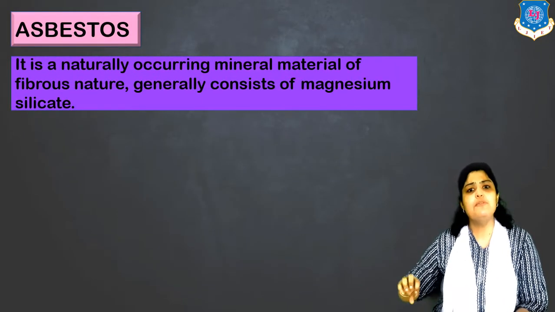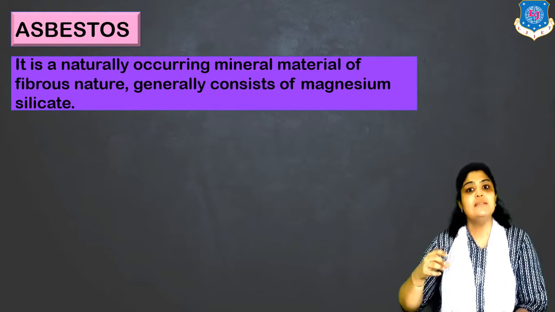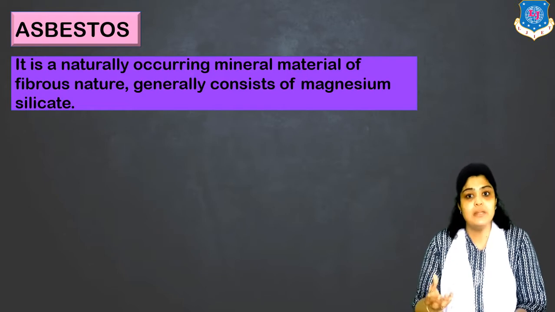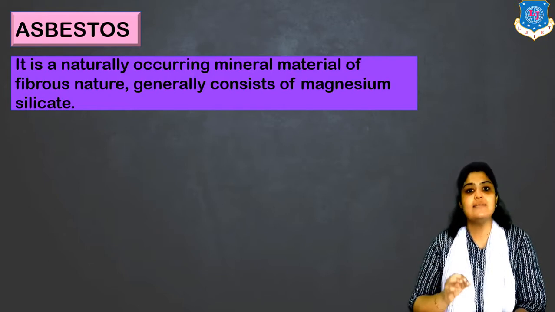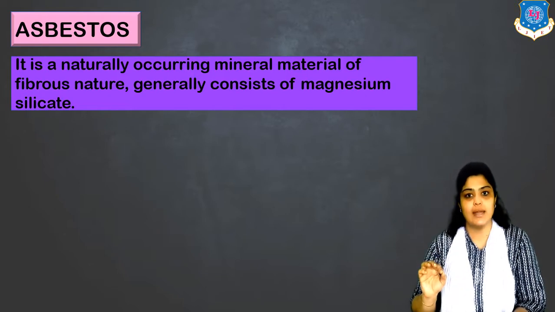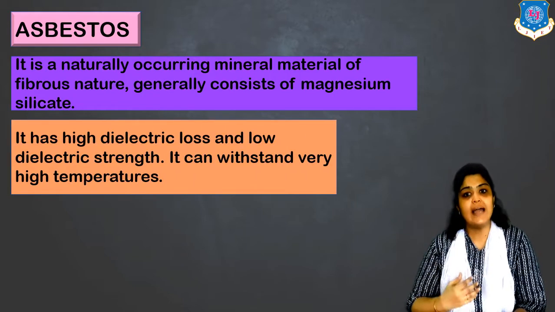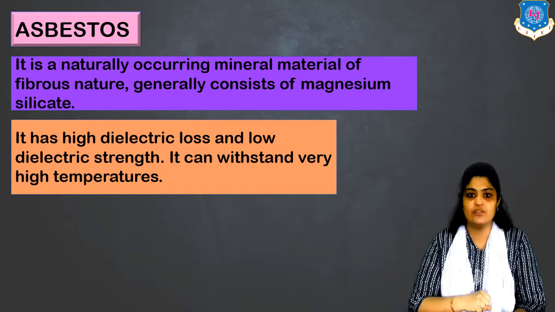Asbestos is generally a type of fibrous material. It is a naturally occurring mineral material which is, as I said, fibrous in nature. It generally consists of magnesium silicate. What is the characteristic of asbestos? It has a high dielectric loss and a low dielectric strength.